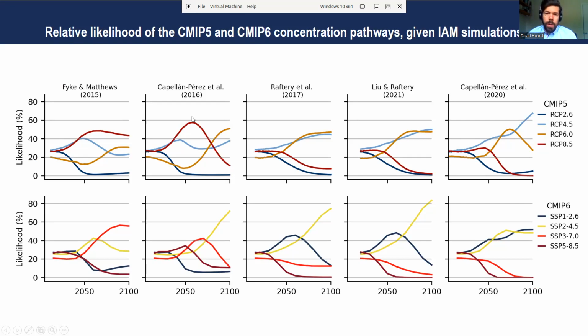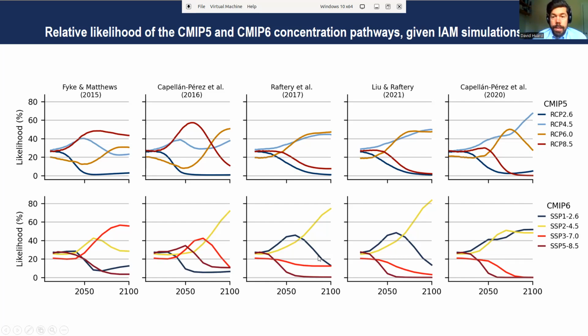And when we look at the results, we see that RCP 8.5, for example, is fairly likely for Fike and Matthews integrated assessment models, but for most of the others, it's fairly unlikely. So after 2050, it goes quickly down to almost 0. And so what that tells us is that RCP 8.5 is likely until the middle of the century, but then becomes less and less likely as we go to the end of the century.